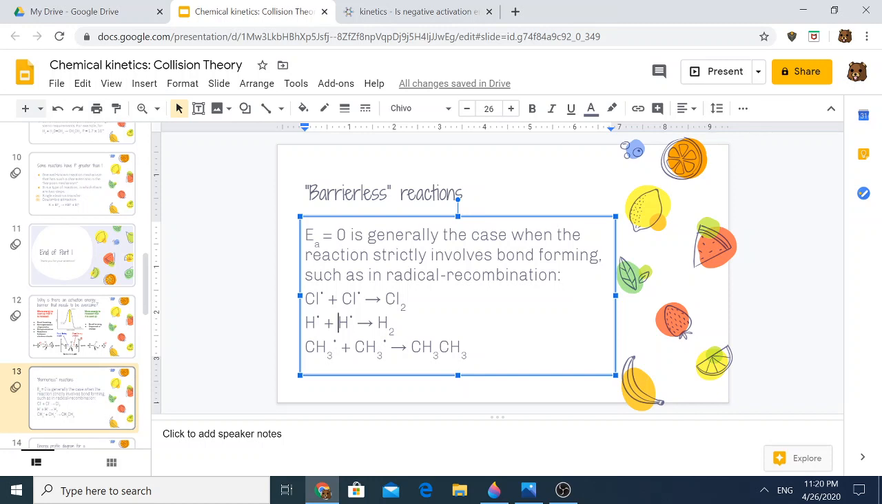These reactions are said to be barrierless, as they do not have an activation energy barrier. Other examples include the combination of hydrogen atoms to form a dihydrogen molecule, as well as the combination of methyl radicals to form ethane.